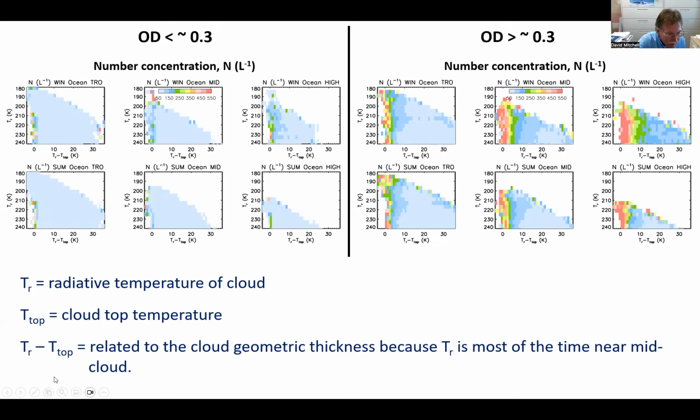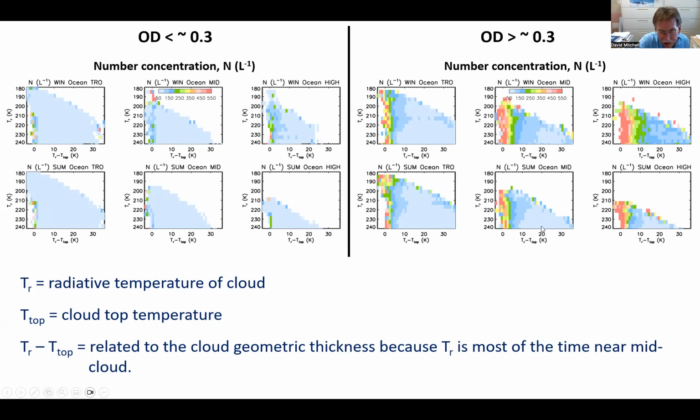So TR is the radiative temperature, T-top is the cloud top temperature, and the difference is related to the cloud geometric thickness, because TR is most of the time near the middle of the cloud. So you can look at this x-axis as a measure of geometrical thickness of the cirrus cloud. And when the clouds are relatively thin, we have high number concentrations, like around 500 per liter at times. So when the cloud's much thicker, the concentration drops off a lot.